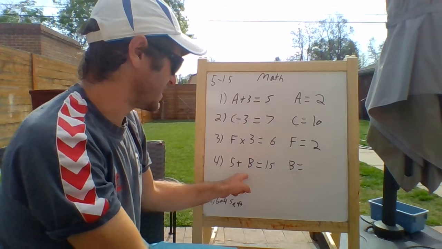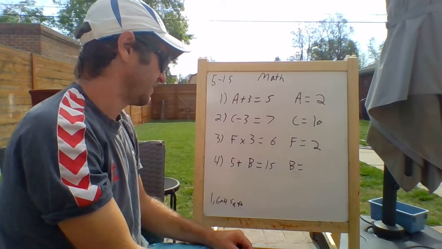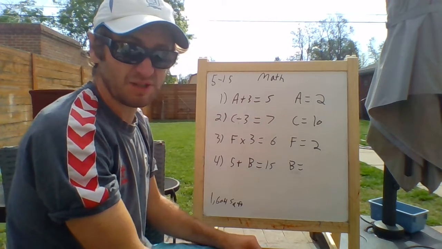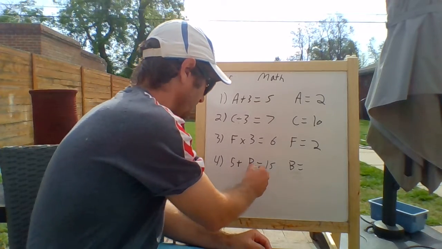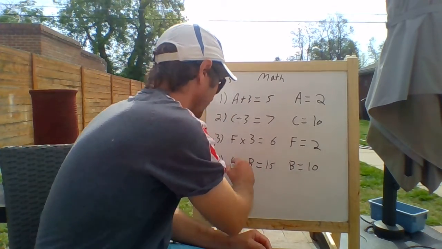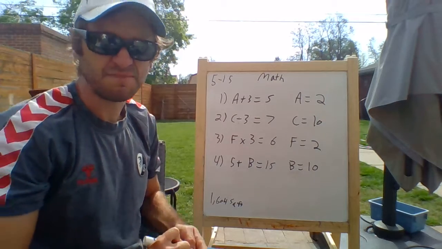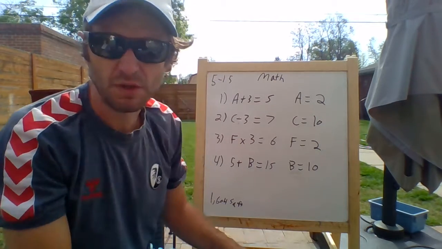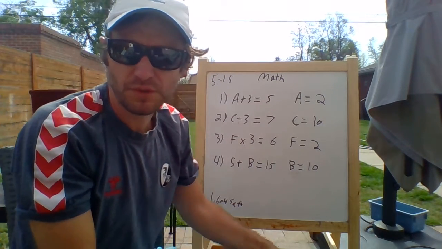5 plus B equals 15. Or 15 minus 5 equals B as well. So B equals 10. 5 plus 10 equals 15. All right, this is intro. I don't want you to get overwhelmed or intimidated.